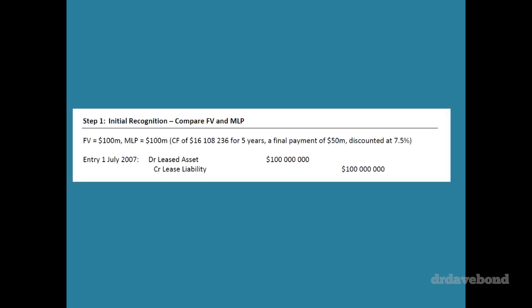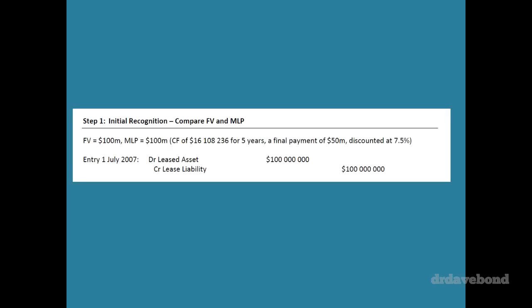So we take the lower of the fair value and the present value of the minimum lease payments, which is the 100 million, which is what we've just got down here. And we end up with an entry on the 1st of July 2007 being the asset of 100 million and the lease liability of 100 million. If we were allowed to set these off, we wouldn't show anything at all. And that, again, as I said, defeats the purpose.